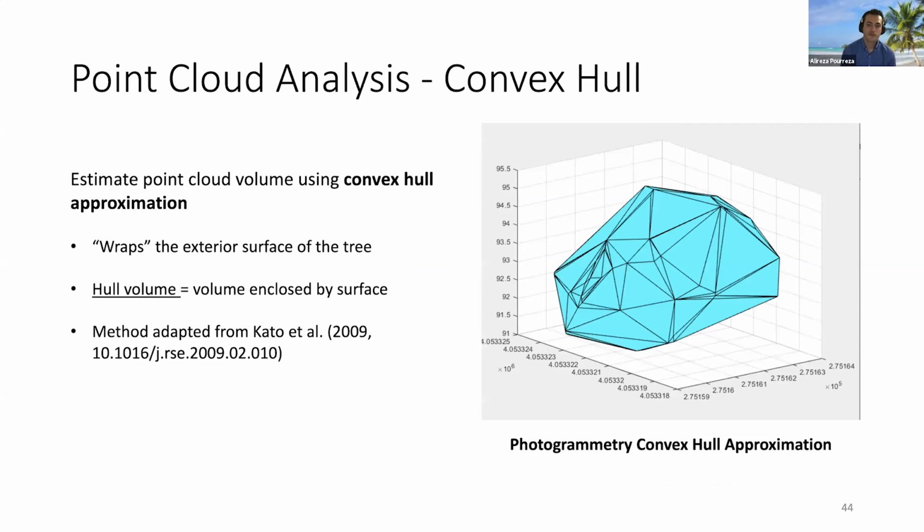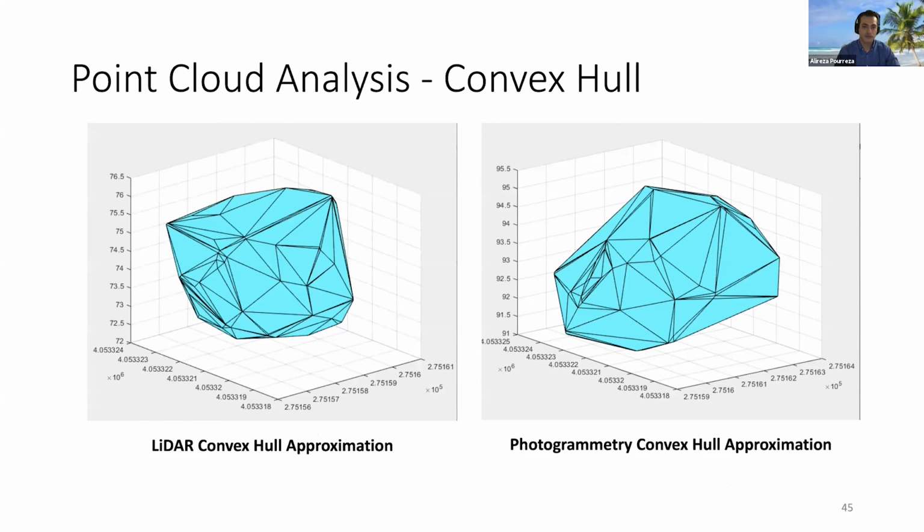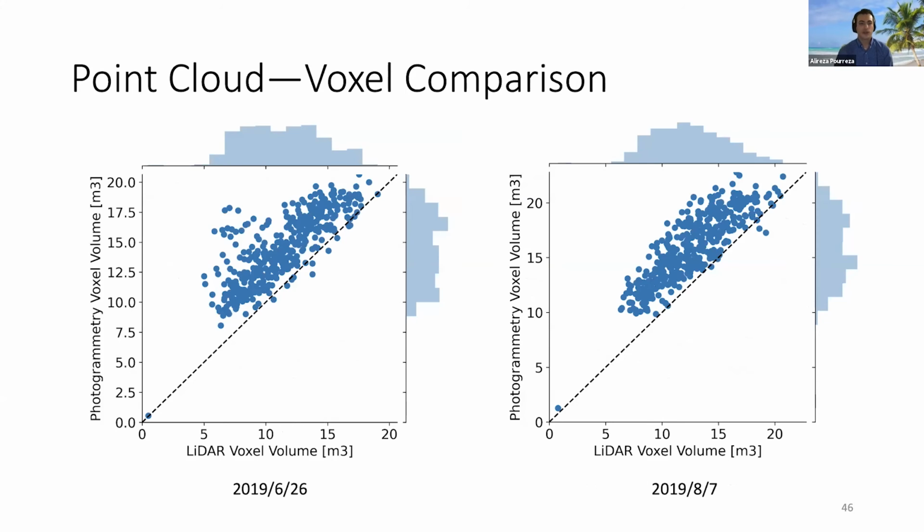In the second method, we use the convex hull. That's very similar to what we do with DSM, but we also remove the empty space below the canopy. So it's like you spread a blanket on top of the canopy and then close it from down. And we see that the convex hulls don't look exactly similar, but we will see that the values are actually very similar.